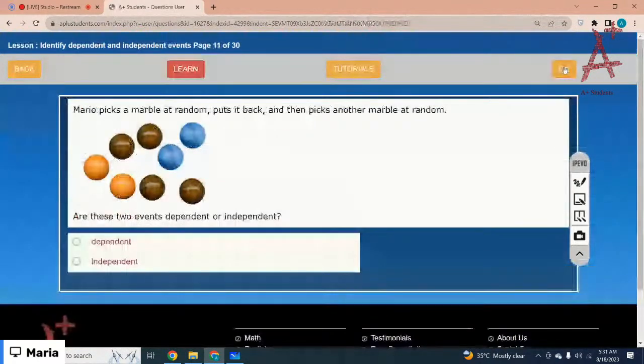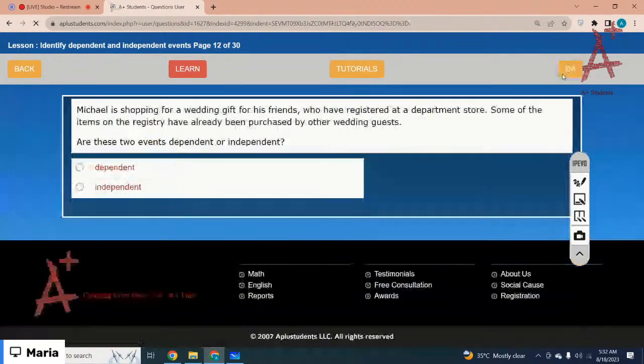Mario picks a marble at random, puts it back, then picks another marble at random. Are these two events dependent or independent? They are independent events, right? The probability, the outcomes of the first event and the second event are exactly the same.